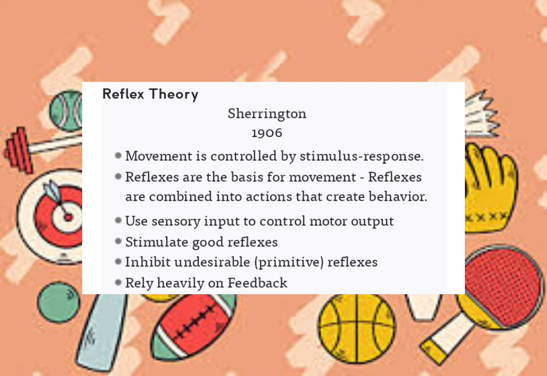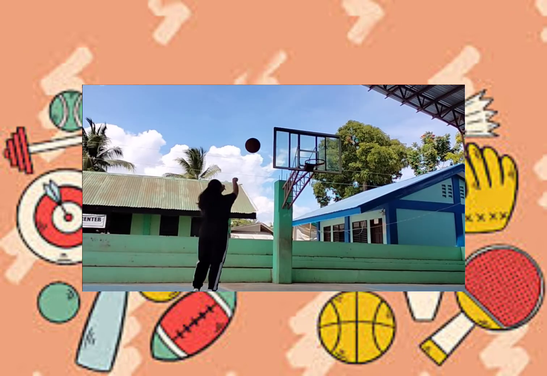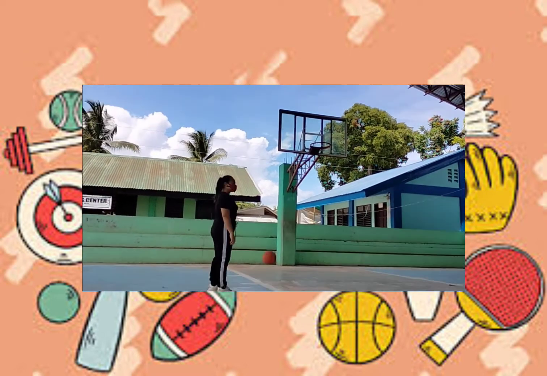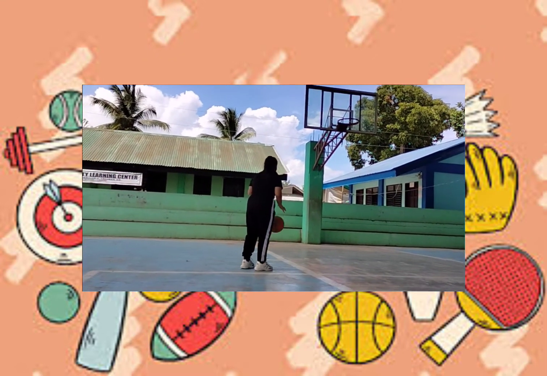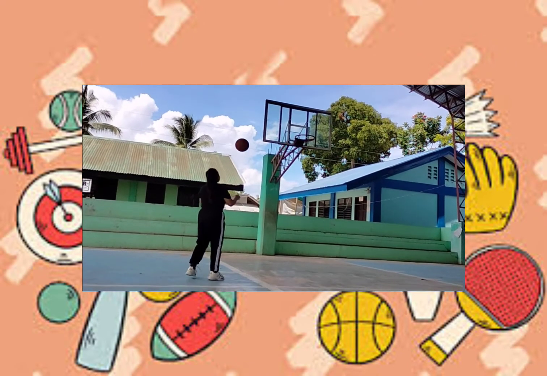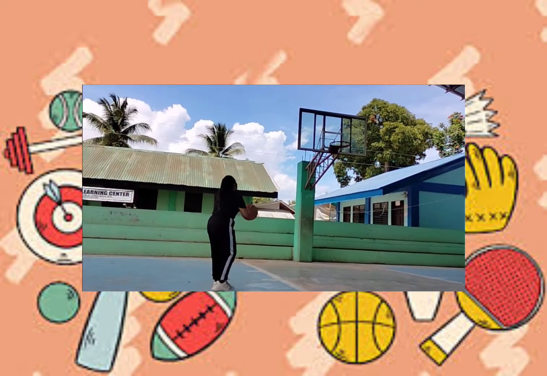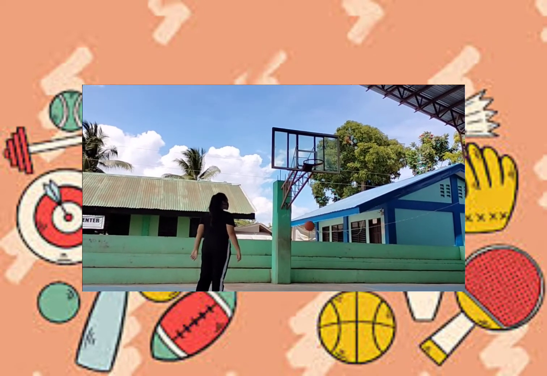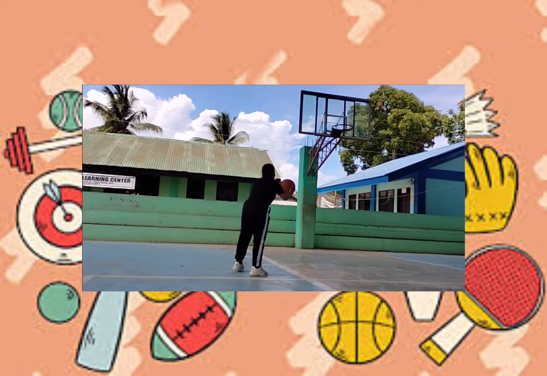Rely heavily on feedback. Just for example, when the player shoots the ball but misses the ring and the ball goes in another direction, the player automatically runs and catches the ball.